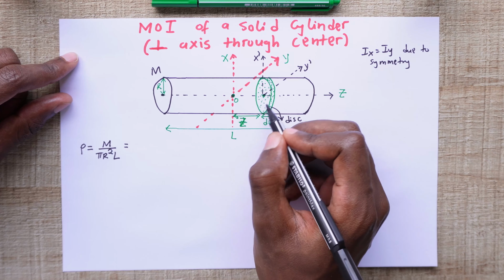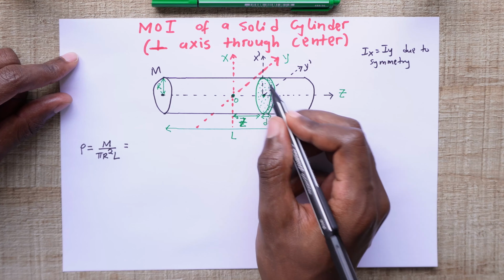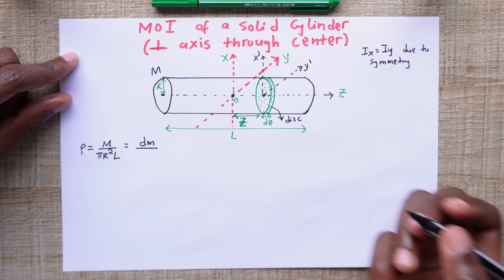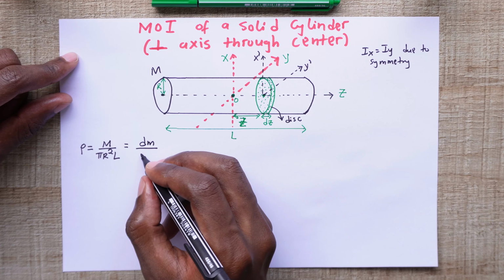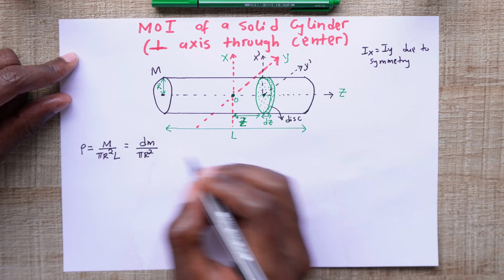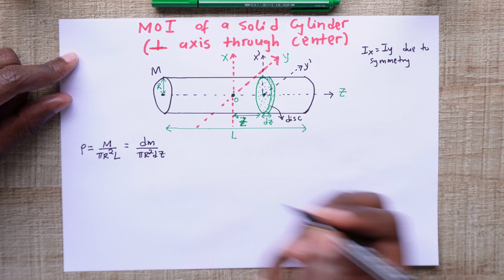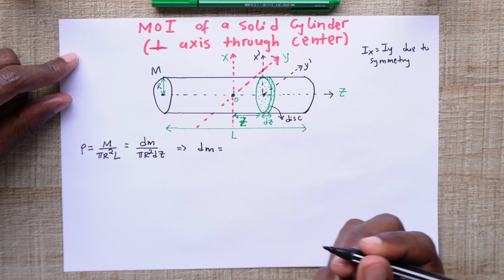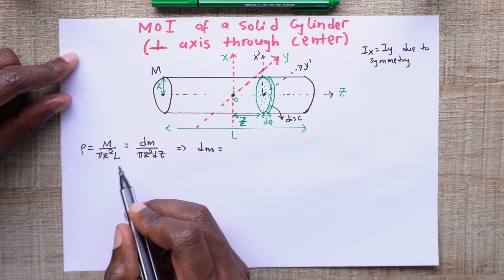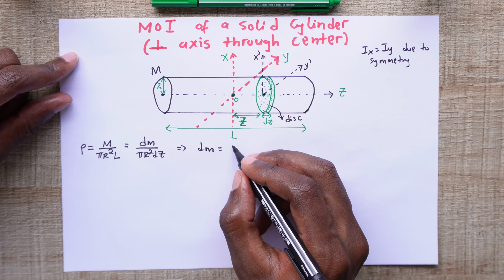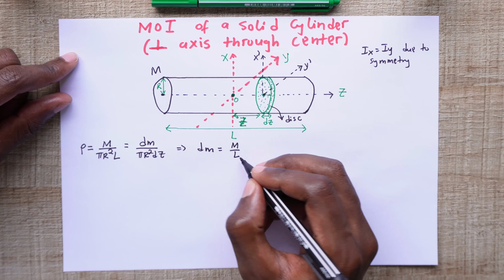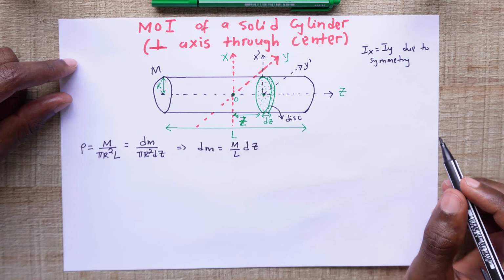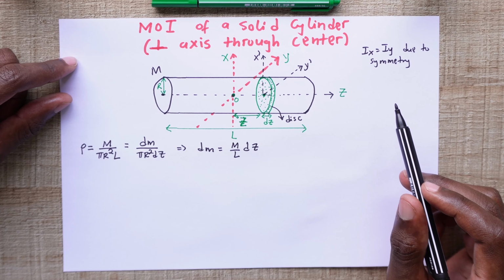Our element is the one in green, so that's dm, the mass of the element, divided by the volume of the element, which is just pi radius squared times dz, the thickness. So we can write already that dm is, since these things cancel out, going to be m over capital L times dz. This is our elementary mass.